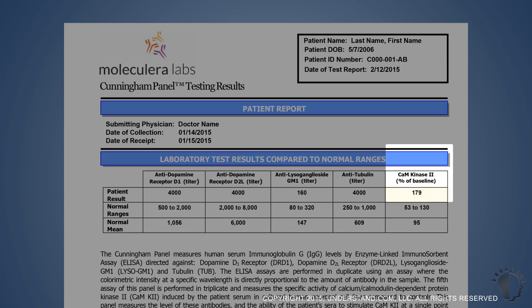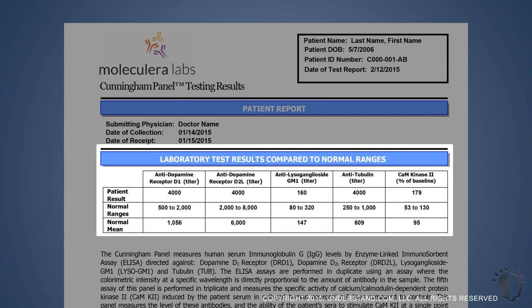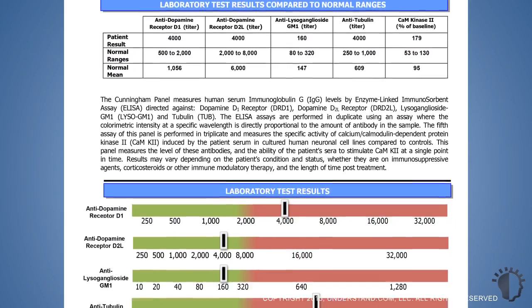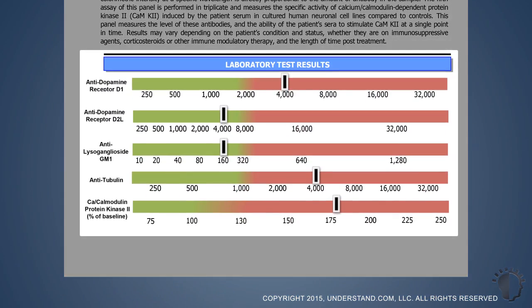control. The results of each test are represented in the laboratory test results compared to normal ranges table, which includes the patient results, a normal range, and a normal mean for each test. Additionally, the patient results for each test are expressed on a colored scale below the table of results. The green color represents the values that fall within the normal range for each test, while the red color represents the values that fall outside of the normal range for each test.